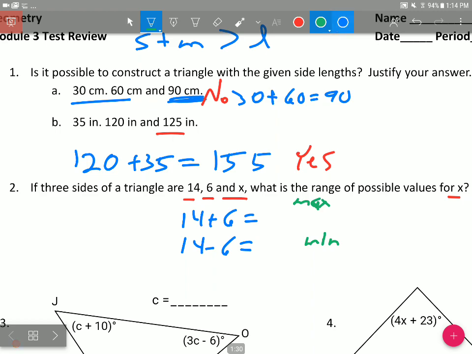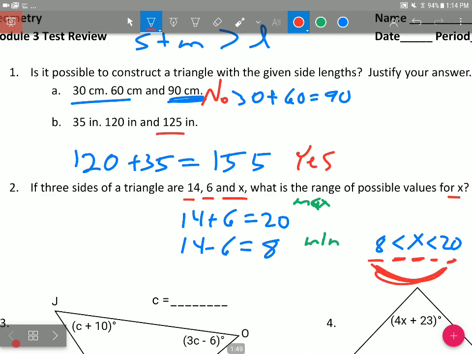Okay, so 14 plus 6 is 20, 14 minus 6 is 8, therefore x needs to be between 8 and 20. And this literally does mean 8 is less than x, and x is less than 20. We're not using the or equal to because it can't be equal to them, it has to be between them. But anyways, that's your final answer.